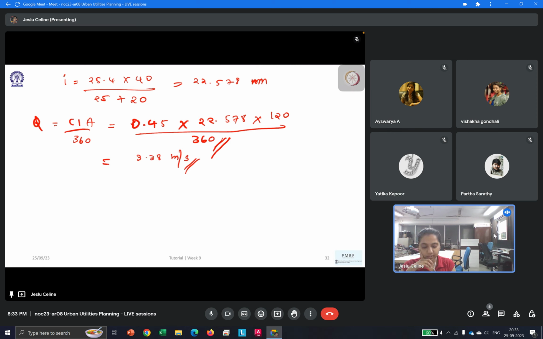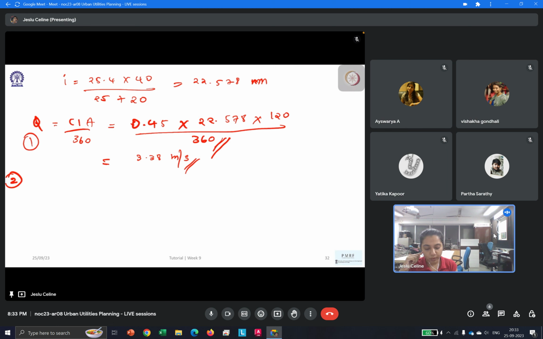Now that's one part. We have got storm water. Now we need to find the sewage which is generated. So again, in sanitation studies, where we calculated how much sewage will be generated, we saw how we do this. So let's just recollect that.